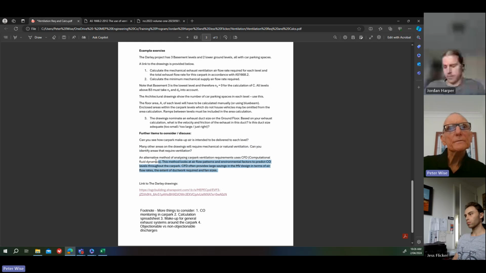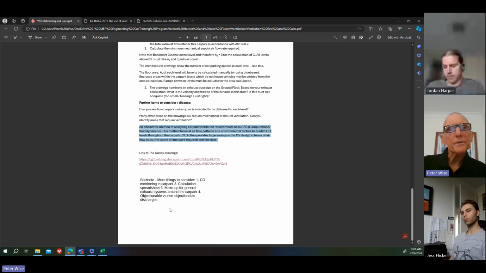Now, I don't know whether you've heard about another method of doing car park ventilation, which is using CFD, computational fluid dynamics. Sean does quite a bit of this, and he's very good at it. It looks at the airflow patterns and environmental factors to predict the carbon monoxide levels throughout the car park. The aim of using CFD is to see if we can minimise the amount of mechanical ventilation. In other words, reducing the amount of ductwork, reducing the fan sizes. Maybe we don't even need fans, but we probably will, but we might be able to take out a lot of ductwork, and that's going to make big savings to the project.